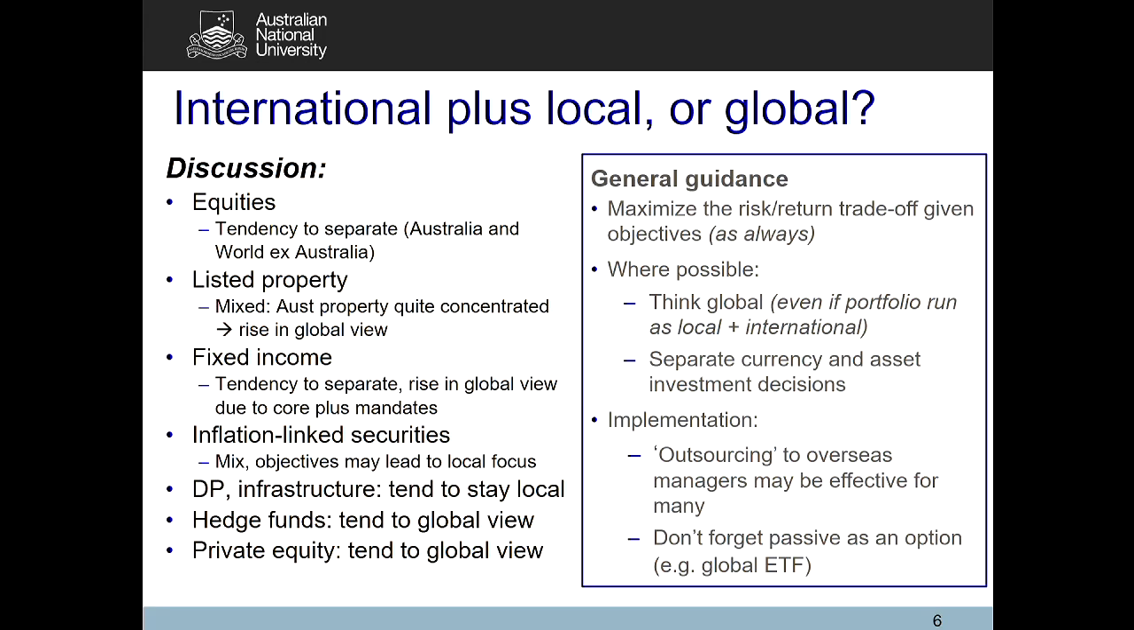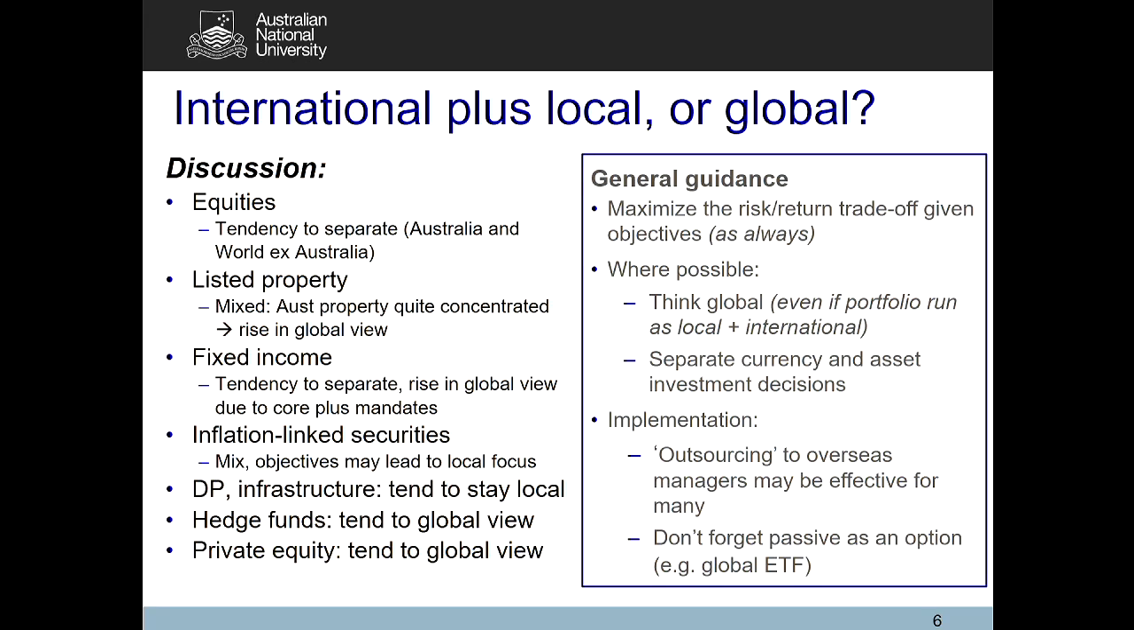If you're a defined benefit fund and all of your liabilities are based in Australia and they're pegged to Australian inflation and discounted using an Australian discount rate, then it might make sense to have a large weight of your assets in Australia and probably tending towards fixed income.